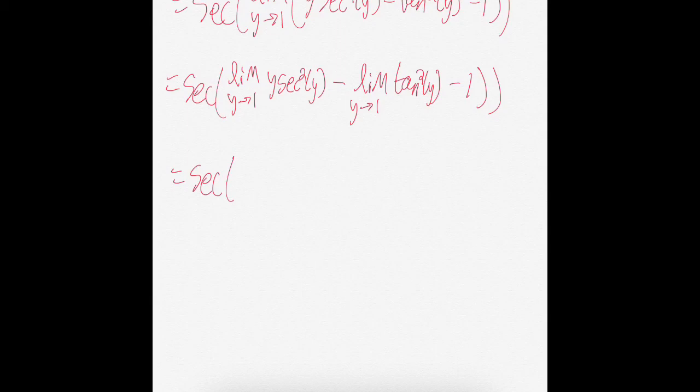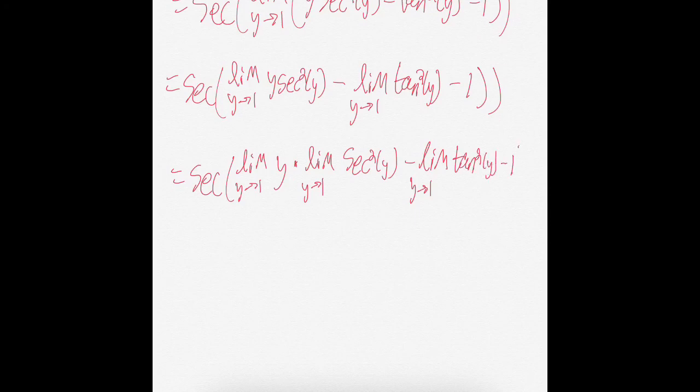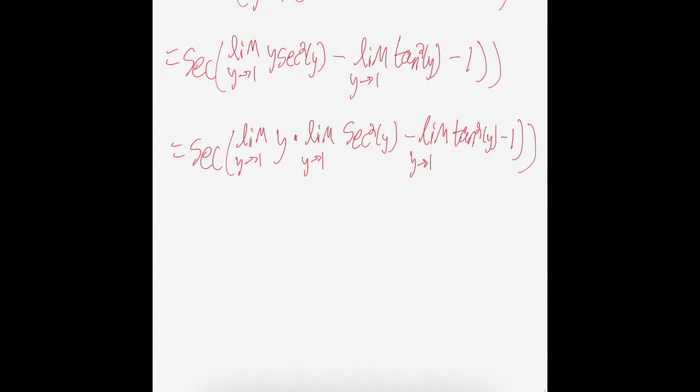Okay, well now I can further break up this first one into the limit as y approaches 1 of y times the limit as y approaches 1 of secant squared y minus the limit as y approaches 1 of tangent squared y minus 1, close parentheses. I think I have an extra parenthesis, but that's okay. Yeah, I do have an extra.